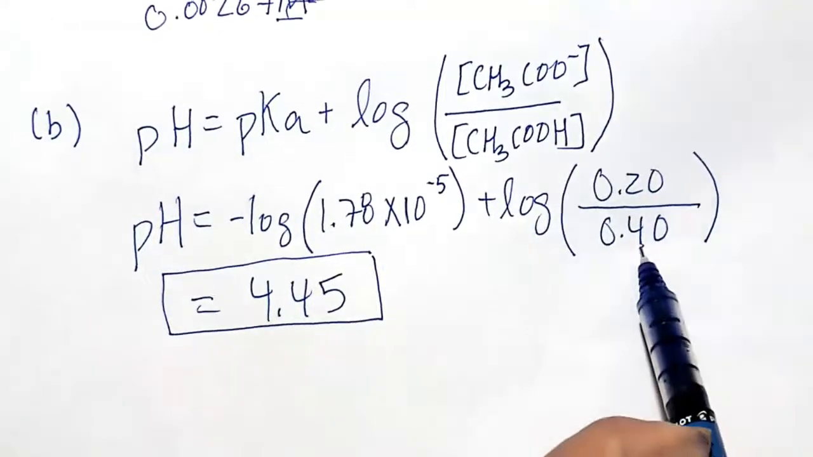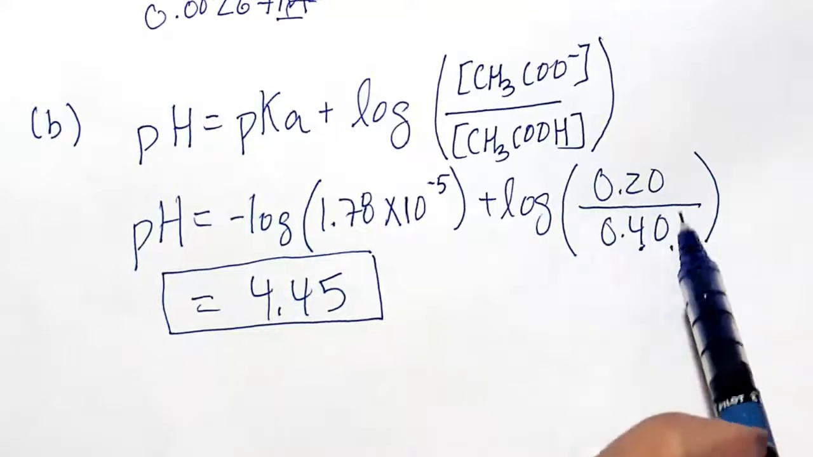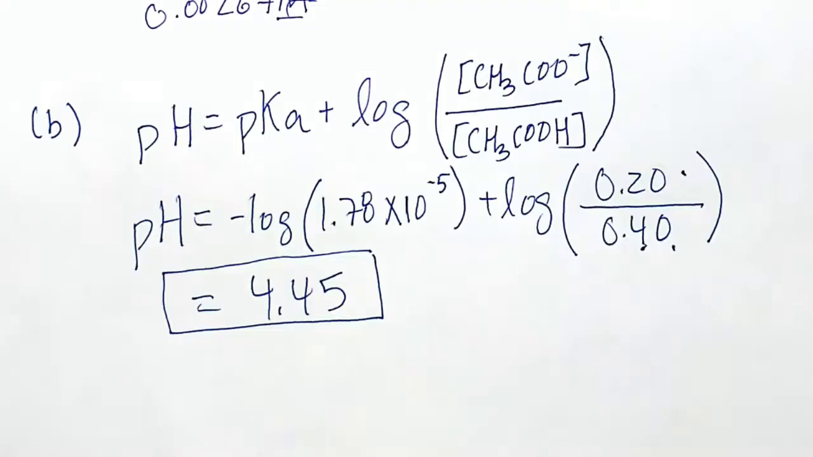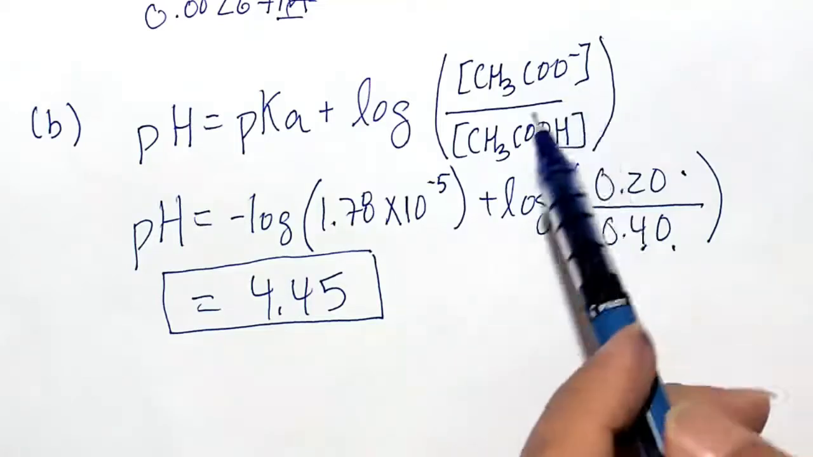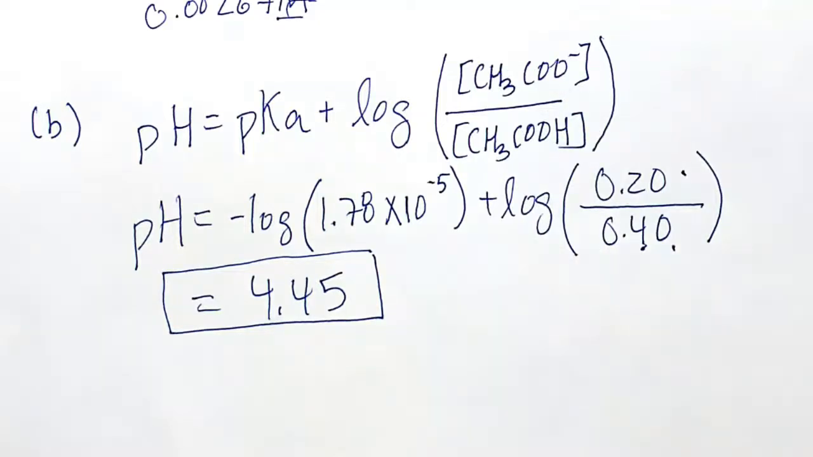So you add a little bit of the base, half the base, 0.40 molar acid, add 0.20 molar base, your pH has gone up to 4.45. This is an example of a buffer, a combination of a conjugate acid and a conjugate base. We would expect buffers to resist wild fluctuations and wild changes in the pH.